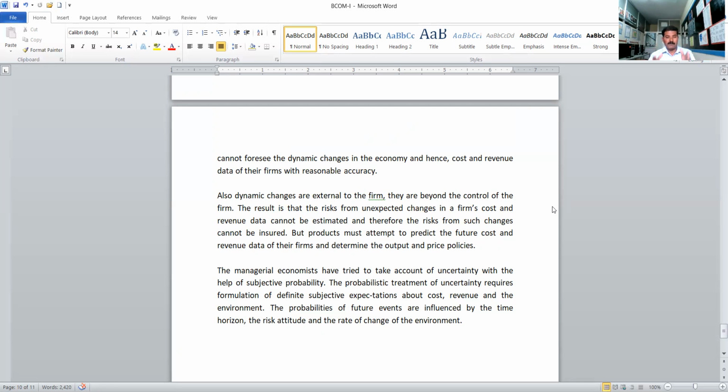probability. The probability treatment of uncertainty requires formulation of definite subjective expectations about cost, revenue, and the government. The probabilities of the future events are influenced by the time horizons, the risk attitude, and the rate of change of the environment.